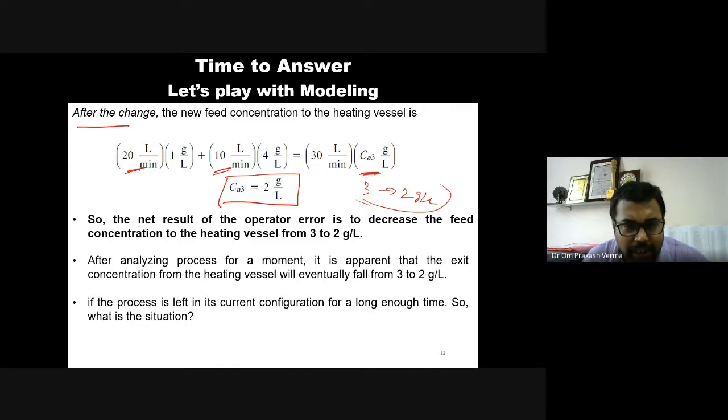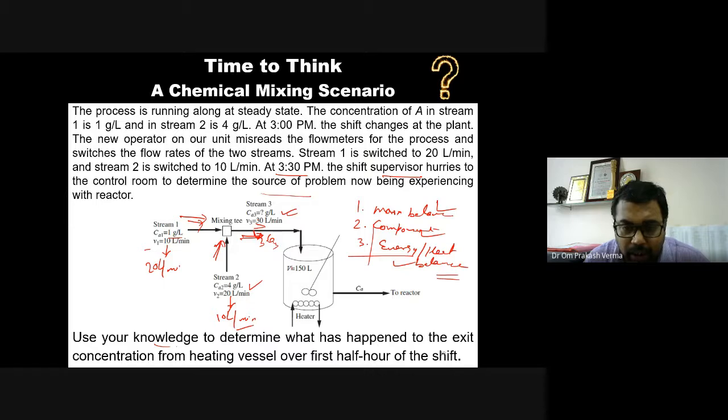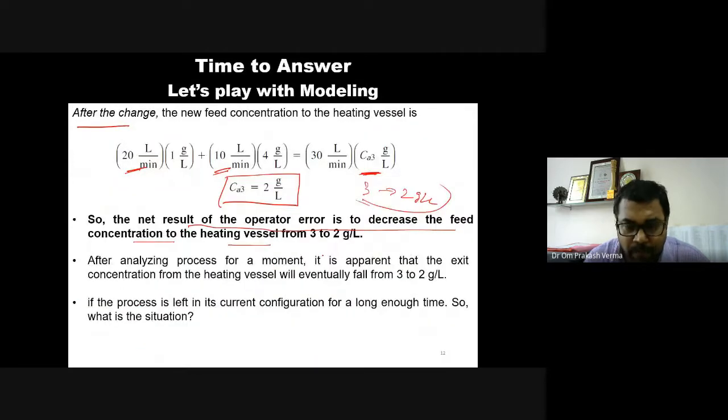The result is, the net result of the operator error is to decrease the feed concentration to the heating vessel. तो हमें जितना चाहिए था इसके अंदर जो इन होने वाला था, पहले 3 ग्राम पर लीटर पे इन हो रहा था, now it is under 2 gram per liter, right? So 2 gram per liter पे हो गया, clear? So now it is apparent that the exit concentration of the heating vessel will eventually fall from 3 gram to 2 gram per liter, right? 3 gram to 2 gram per liter.